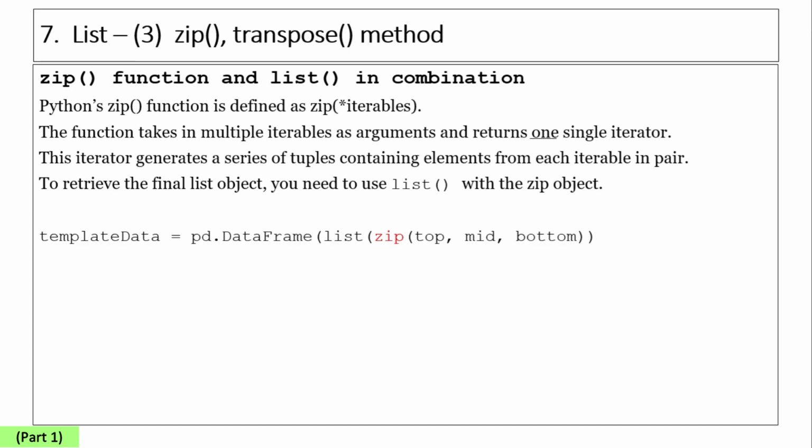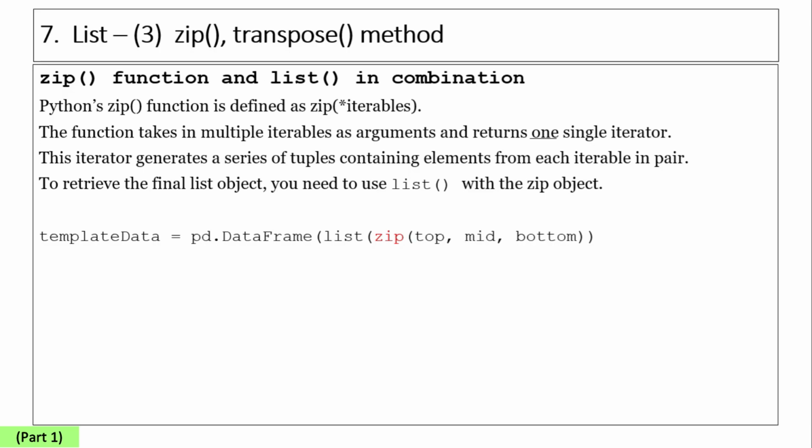Python's zip function creates an iterator that will aggregate elements from 2 or more iterables. If the passed iterables have different lengths, the iterable with the least items decides the length of the new iterator. Finally, to retrieve the final list object, you need to use the list method with the zip expression as parameter.